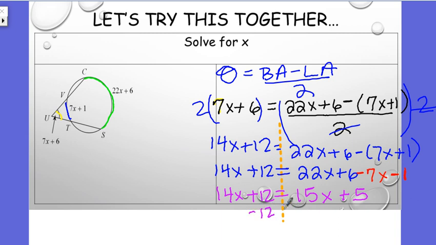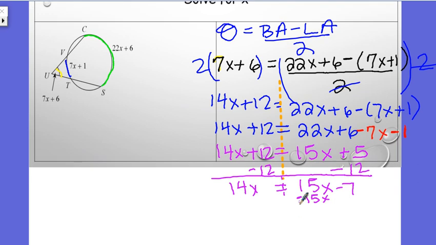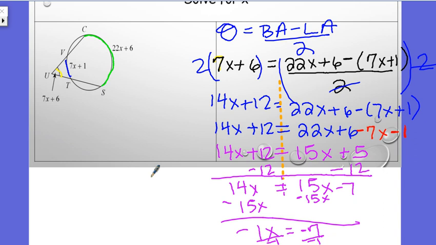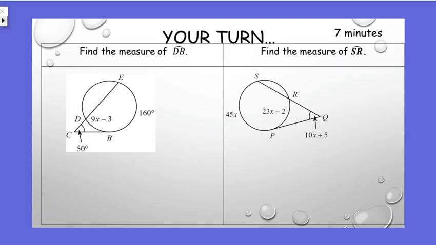So I'm going to minus 12, cross over the line, you change the sign. So you get 14x equals 15x minus 7. Minus 15x from both sides, and I get -1x equals -7. Divide by -1 on both sides. X equals 7. And you did it. All right, so go ahead and finish the rest of the problems.